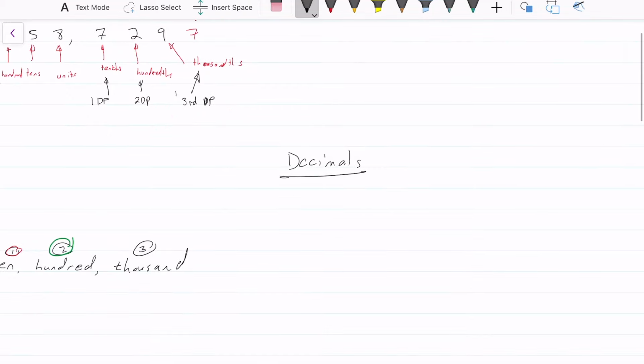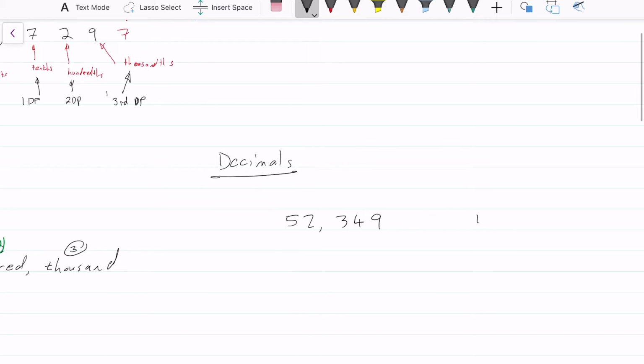Okay, decimals follow the exact same principle. So if we have some number like 52,349 and we want to round off to 1 decimal place, 2 decimal places, and 3 decimal places. So let's start with the first one, 1 decimal place.